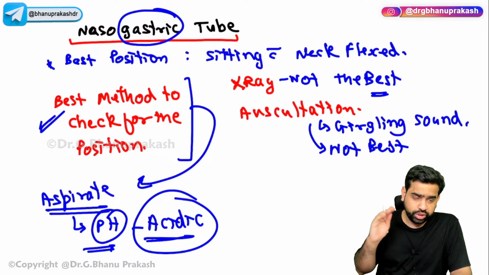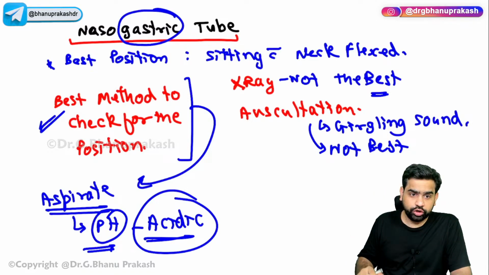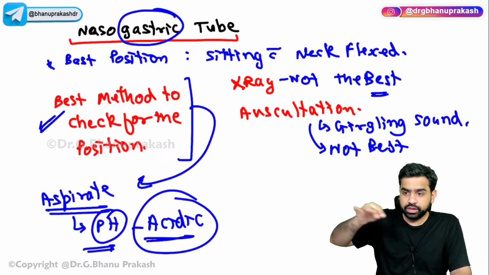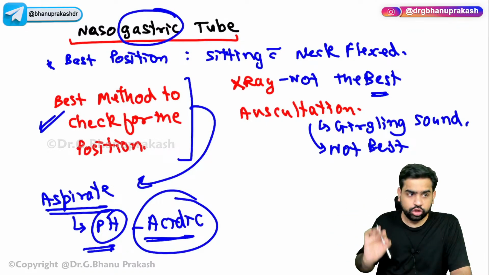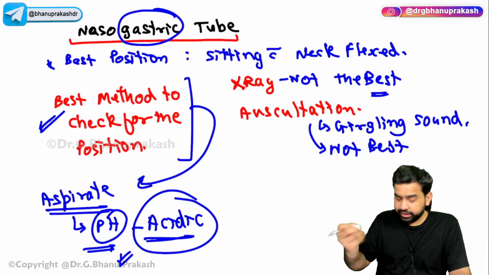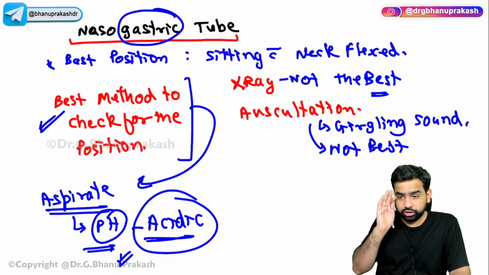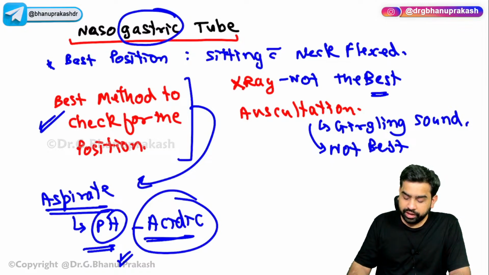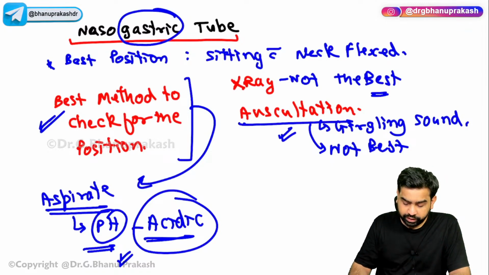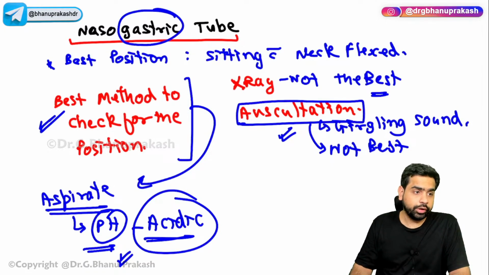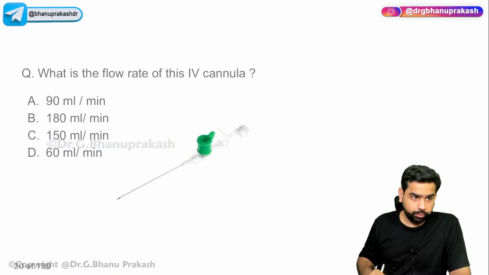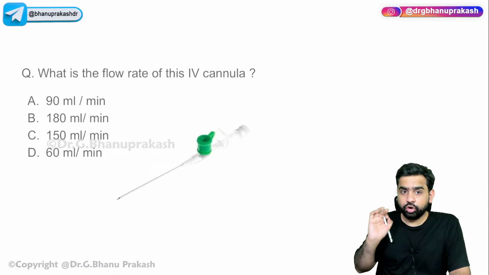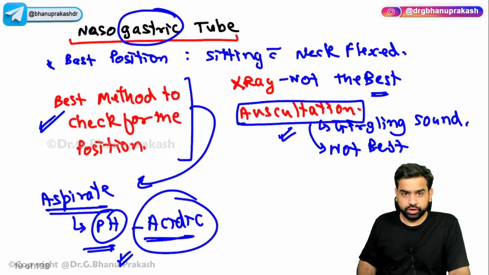The best method to check the position of the nasogastric tube is aspiration, and you look for the pH of that secretion. If the pH of the secretion is acidic, that is the confirmation that your nasogastric tube has reached the stomach. Yes, air push and auscultation is fine, but that is not the best one. I hope you have understood, Iqbal. Air push and auscultation is okay, but not the best one. I hope you have understood this point.